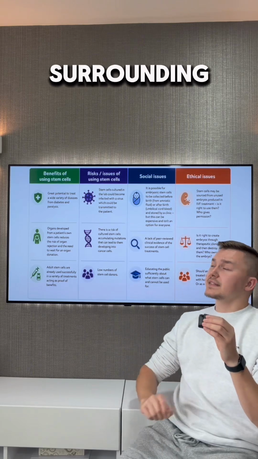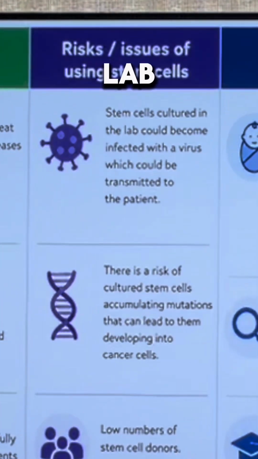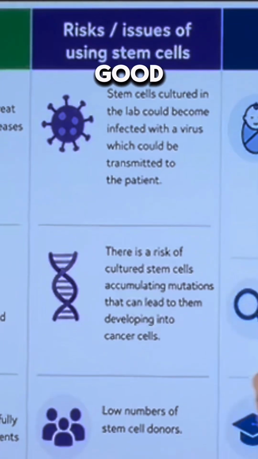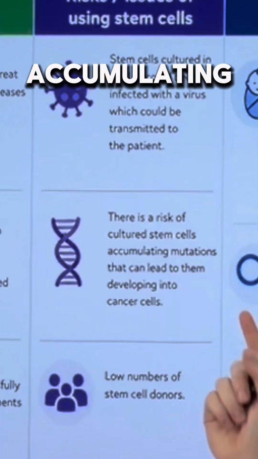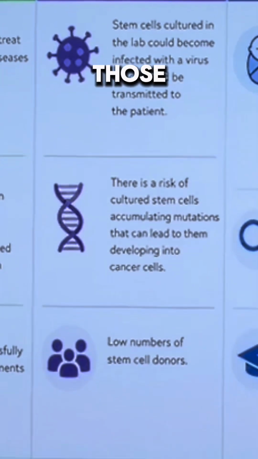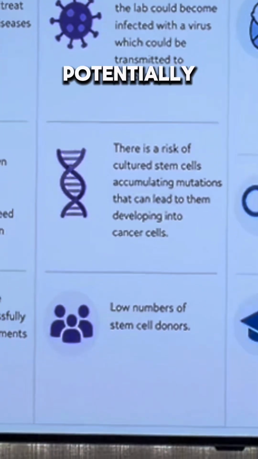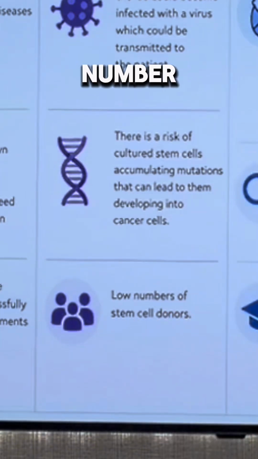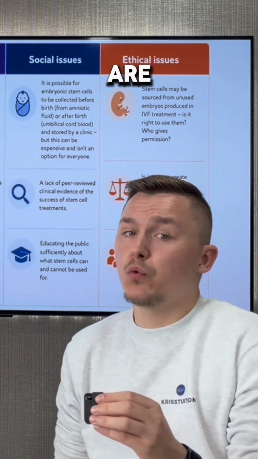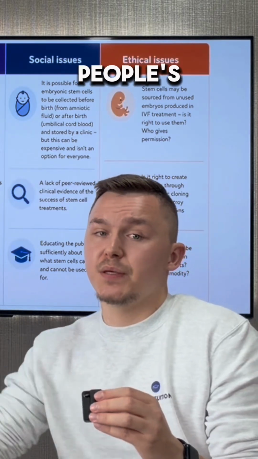The issue surrounding stem cells is when they're cultured inside a lab, they could be infected with a virus, and then that virus could be transplanted into a human. Not so good. There is a risk of stem cells also accumulating mutations, and then those mutations leading to things like cancer potentially. And there's a very low number of stem cell donors who are willing to give up their stem cells for other people's treatment.